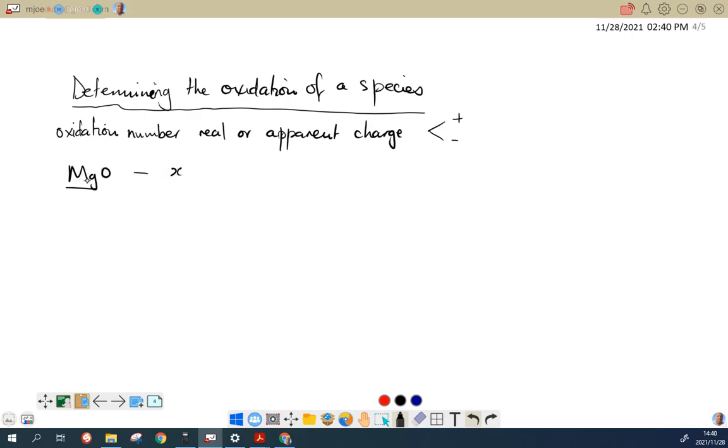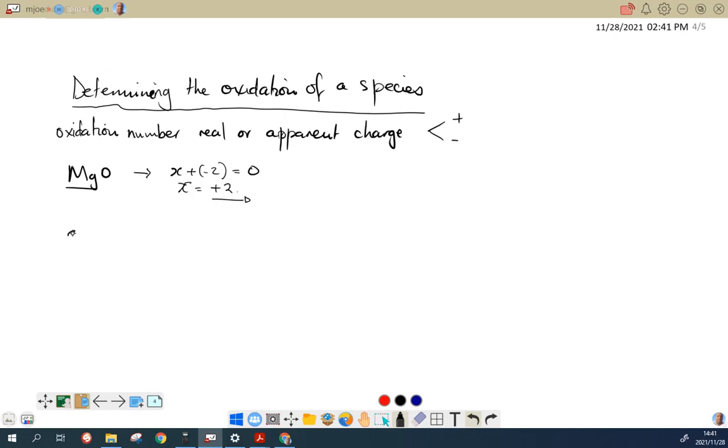So our unknown charge is the magnesium, but we do know that the charge of the oxide in magnesium oxide is -2, so x plus -2 is going to give you a net charge equal to 0. So when you then solve for x, what you're going to get is that x is equal to +2. When you transpose that -2 to the other side, it becomes a positive. Hence we can say that the charge of the magnesium in magnesium oxide is +2.